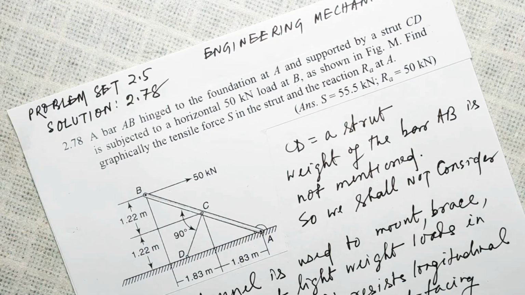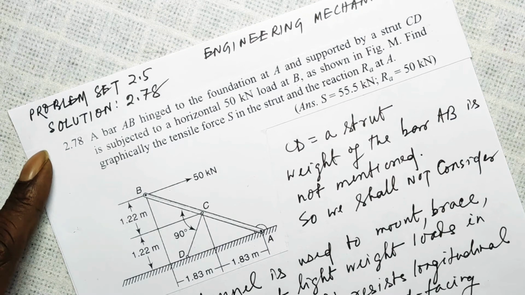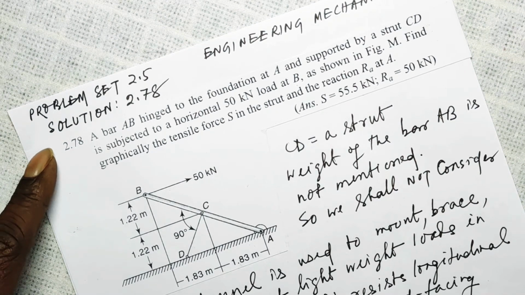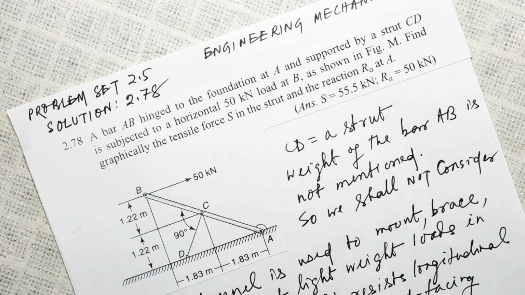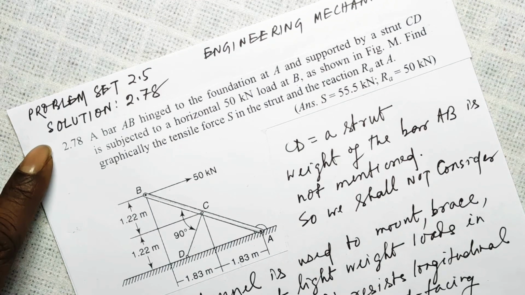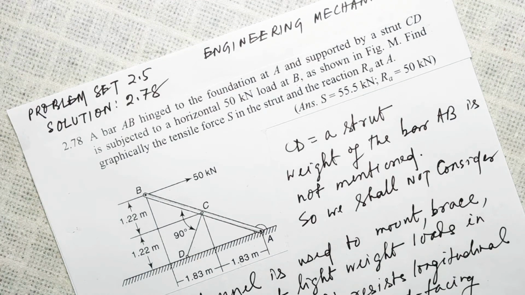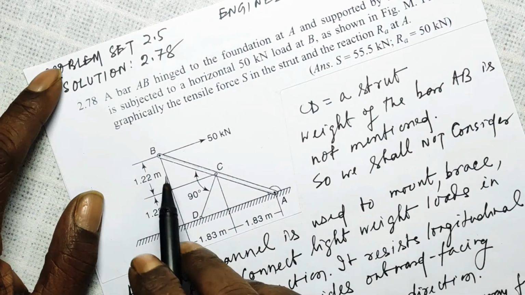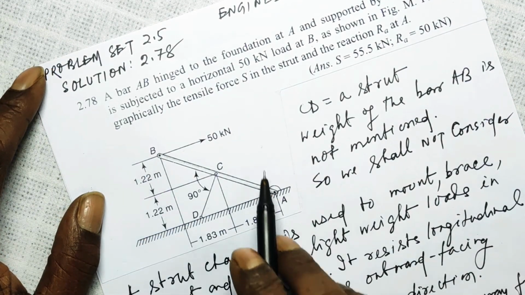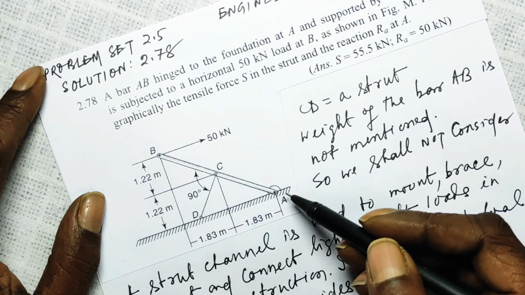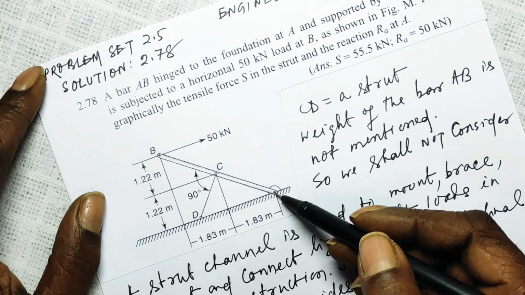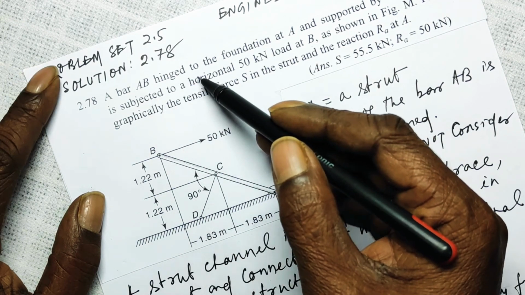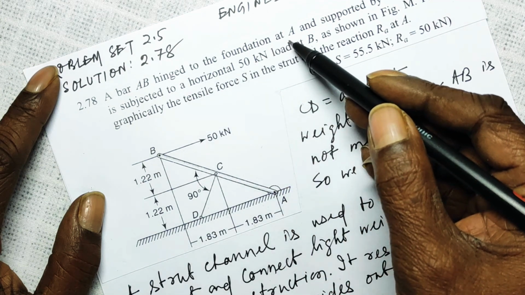Now, welcome back to solving one more good numerical from engineering mechanics. Problem set 2.5, solution to 2.78. As you can see from the original diagram, a bar AB is hinged at A. A bar AB hangs to the foundation at A.